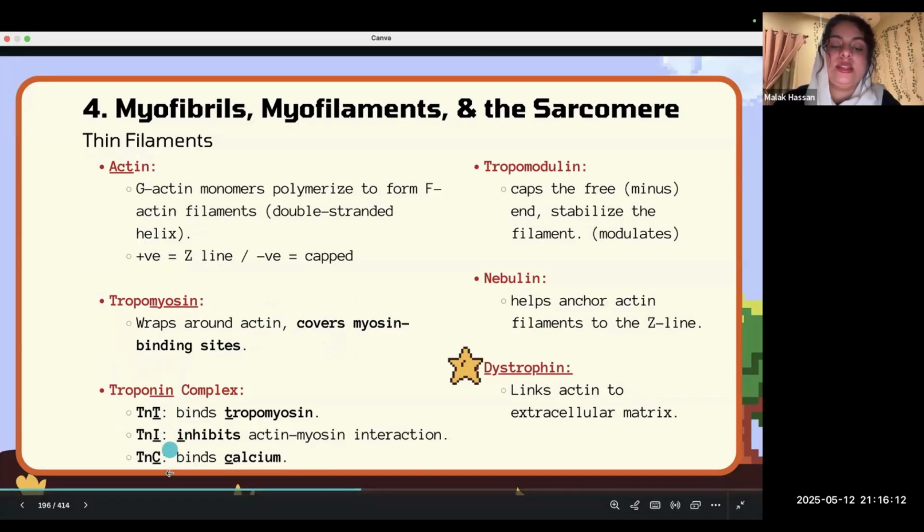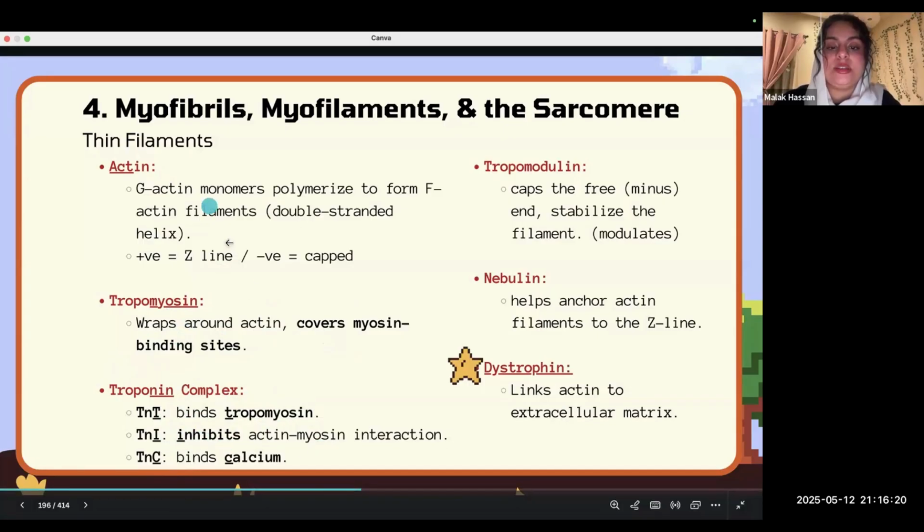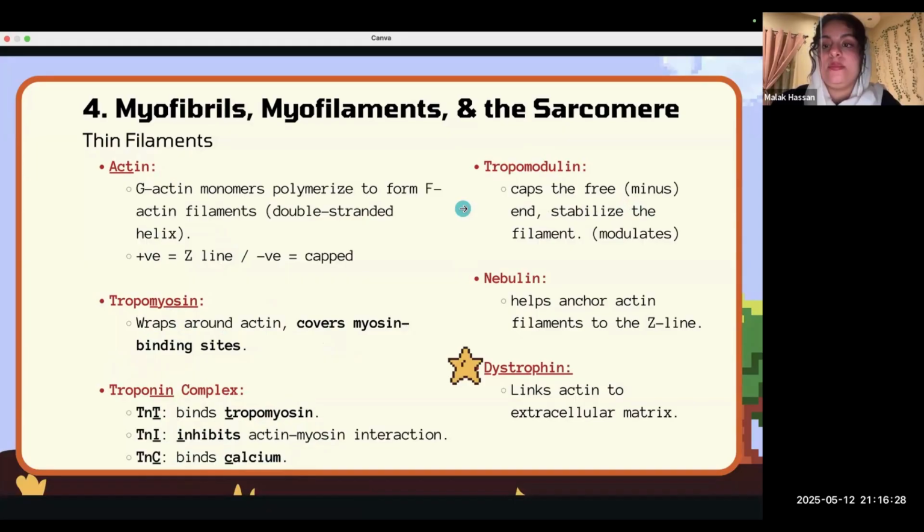So TNT, TNI, TNC. Troponin T will bind tropomyosin. TNI will inhibit actin-myosin interaction, and TNC will bind calcium, okay? Tropomodulin will cap the free end, or the minus end, and it will stabilize the filament. So tropomodulin stabilizes the filament, so it modulates the filament.